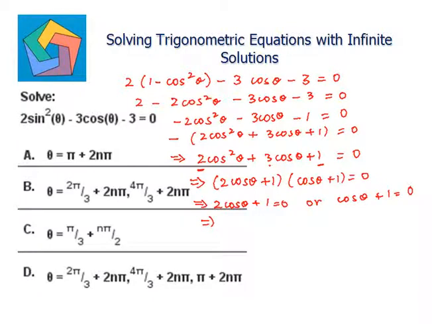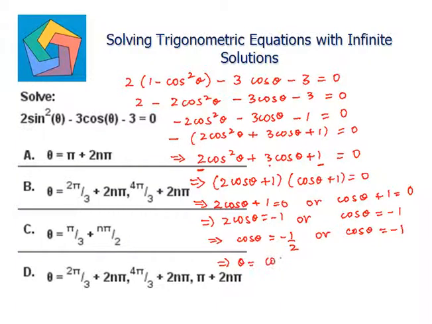This implies, first of all, subtracting 1 on both sides, 2 cosine theta is negative 1, or here also subtracting 1, cosine theta is negative 1. This will imply cosine theta is negative 1 by 2, dividing by 2 on both sides, or cosine theta is equal to negative 1. This implies theta will be cosine inverse of negative 1 by 2, or theta will be cosine inverse of negative 1. Now negative 1 by 2 is given by 2 pi by 3 and negative 1 is given by pi.